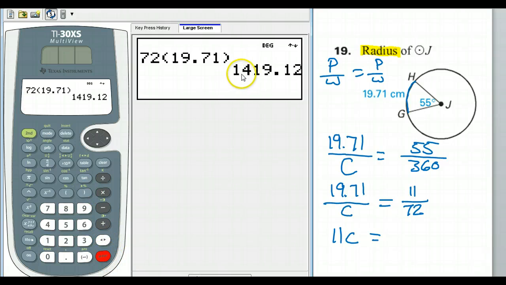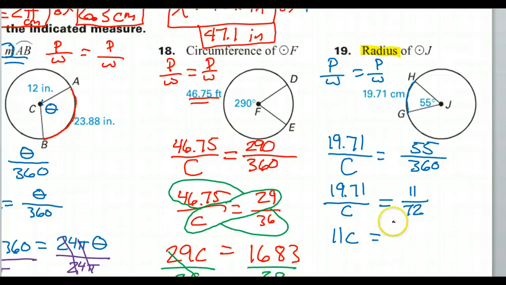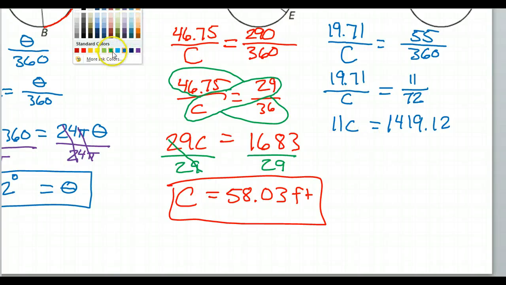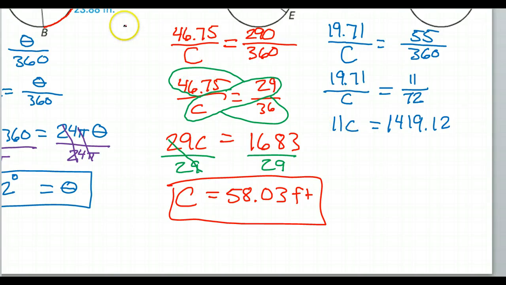Alright. 1,419.12. We can work with that. Okay, so clearly we need to divide both sides by 11. Whoops, I want to use purple. Divide by 11. Divide by 11.